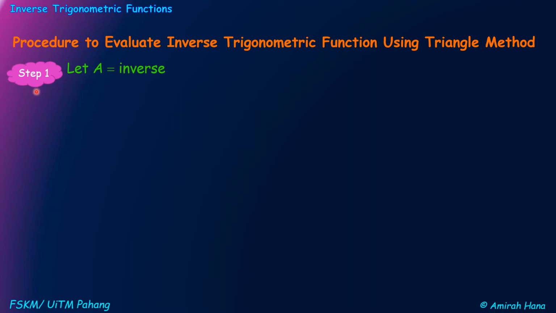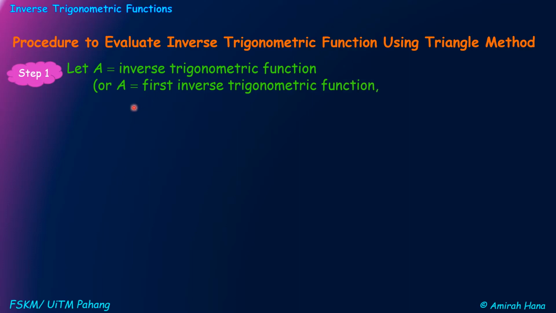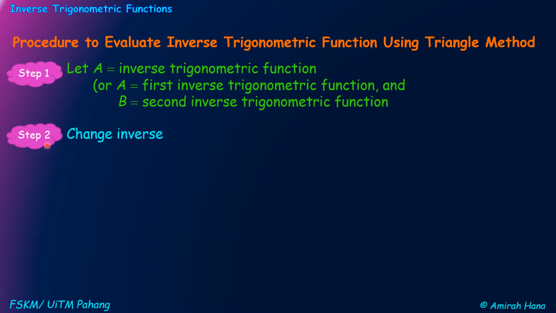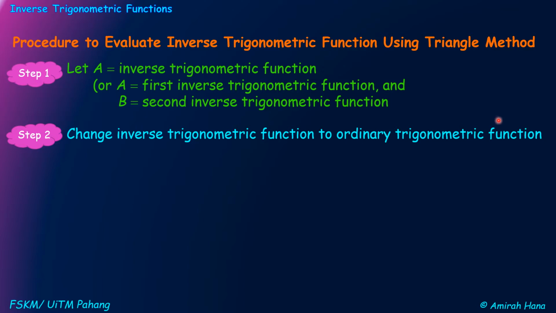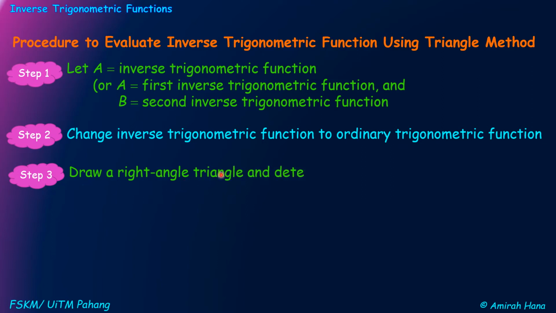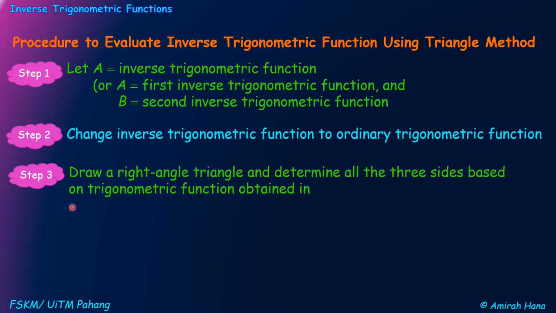Step 1, we let A equal the given inverse trigonometric function. If we have two inverse trigonometric functions, we can let A equal the first and B equal the second. Then step 2, we change the inverse trigonometric function to an ordinary trigonometric function. Step 3, we draw a right angle triangle and determine all the sides based on the trigonometric function obtained in step 2.